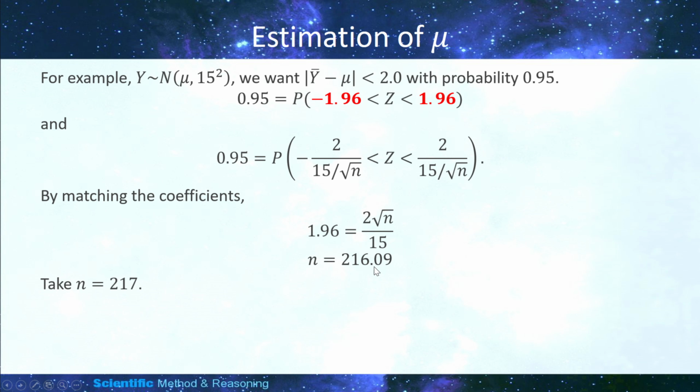Okay, and for this case, we always round up the values to the next integer. Even if this is 216.001, we will always round up to 217. Okay, only because if we choose 216, then this probability would be less than 0.95. But if we choose 217, then this probability would be greater than 0.95. We would choose the one that is at least 0.95.